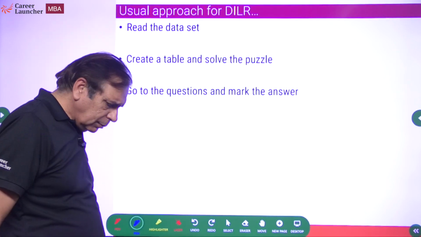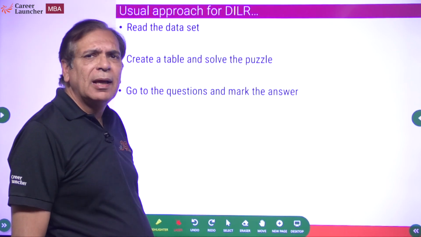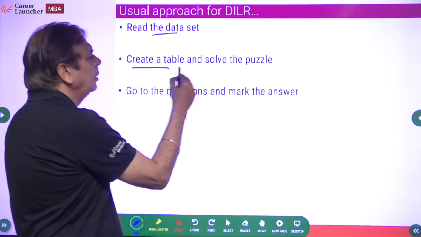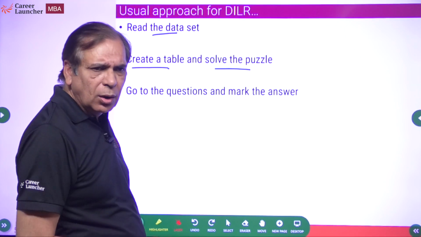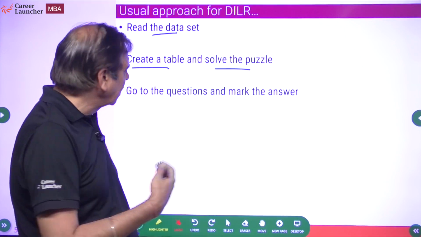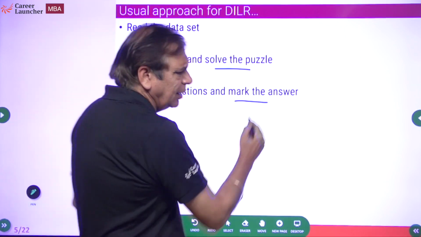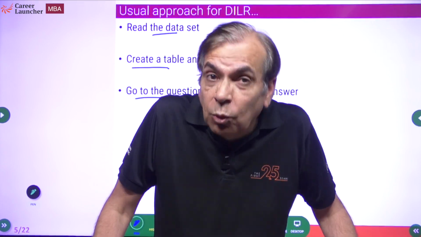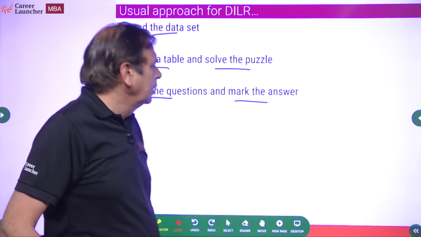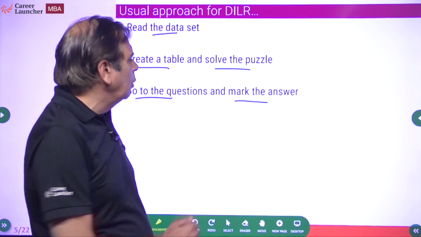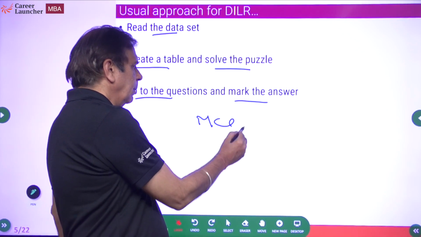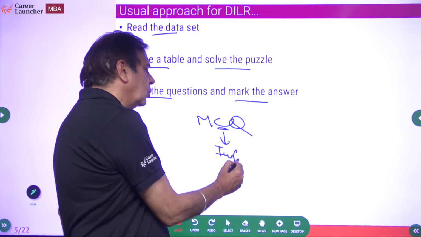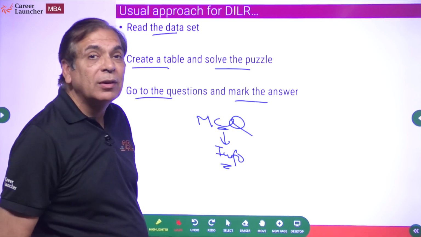Now, this is the usual approach for DILR for most students. Read the data set, create a table, solve the puzzle or complete the table, fill in the blanks, whatever. Then do the questions and mark the answers. Extremely stupid approach. इससे बड़ी बेवकूफी की बात कोई नहीं है, for the simple reason: this is a paper which is MCQ. MCQ means choices are there, and choices mean information. So this is an approach which I would not recommend at all.